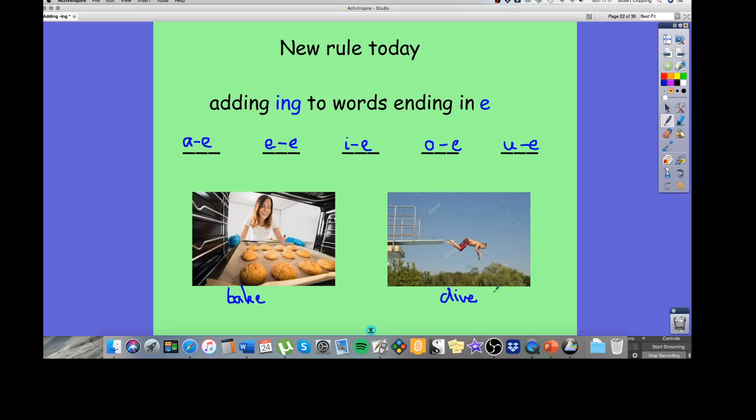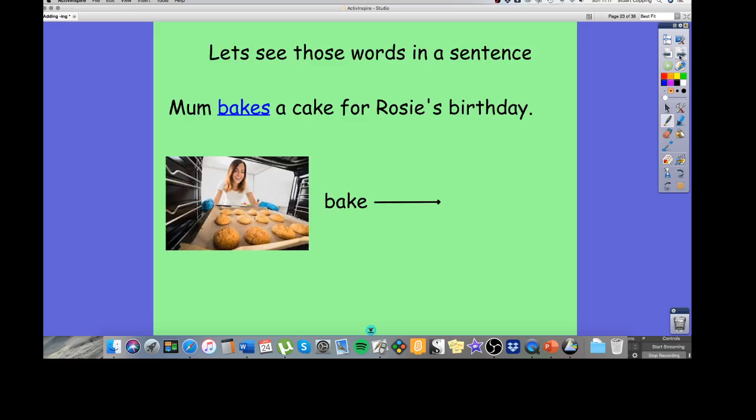And what we're going to do is change those words to baking and diving. And I'm going to show you how to do it. So let's have a look at these words in the sentence. So Mum bakes a cake for Rosie's birthday. I've put bakes in blue because that's the verb. But bakes already has a suffix on it. It already has that S. So when we change it, what we've got to do is put it back to its original verb, which is bake. Okay, and what happens to it?